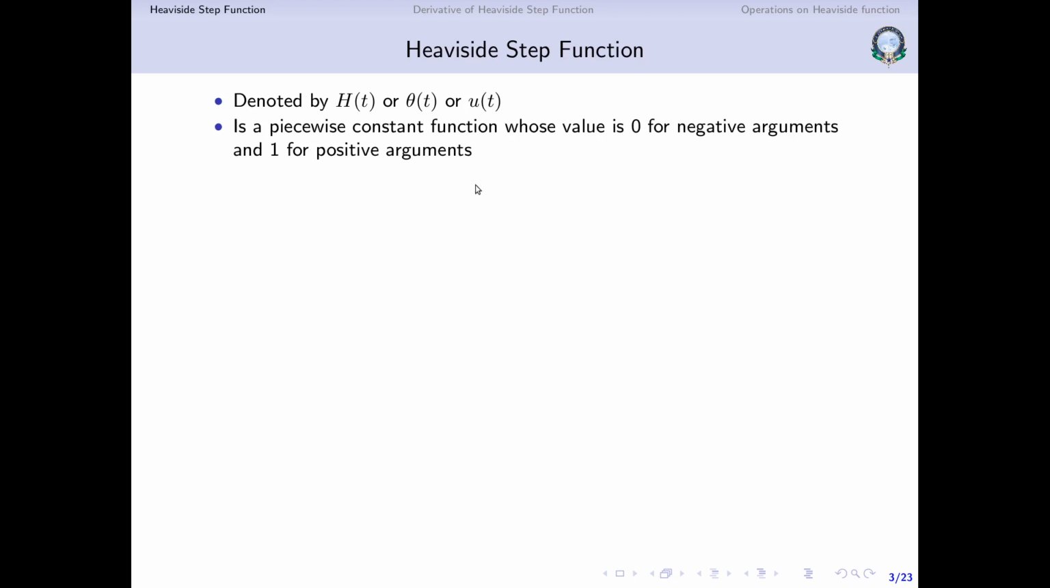It's a piecewise constant function which takes the value 0 if the argument is negative. Here when I write H of t, the argument is t. So if the argument t is negative, this function will take the value 0. But if the argument, whatever is inside the bracket, is positive, then this Heaviside step function will take the value 1. So we could define it this way. There is a mistake over here. It should be t here. I had mistakenly written x. So please read this as t.